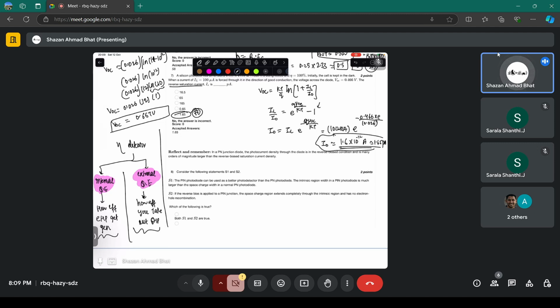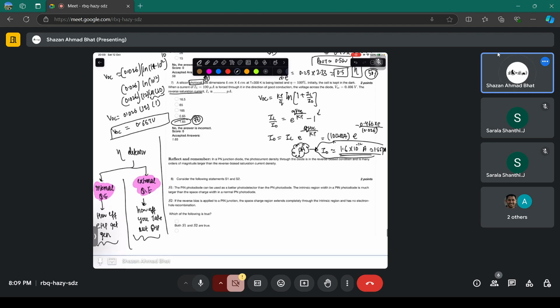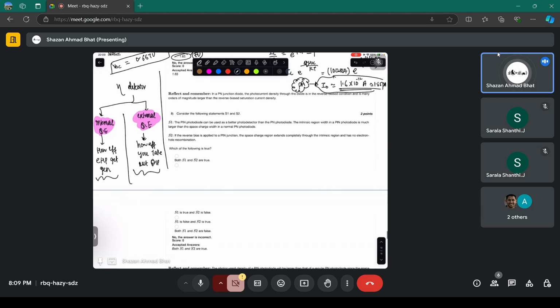So you see the reverse saturation current is very small, of the order of picoamps. That's what actually makes sense inside this particular solar cell. Okay, rather it's a photocell, not a solar cell, to be precise. Don't confuse it.